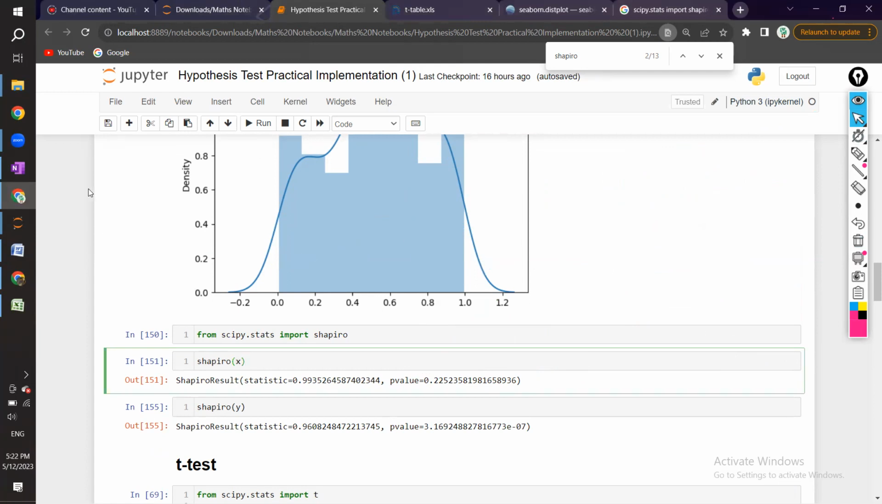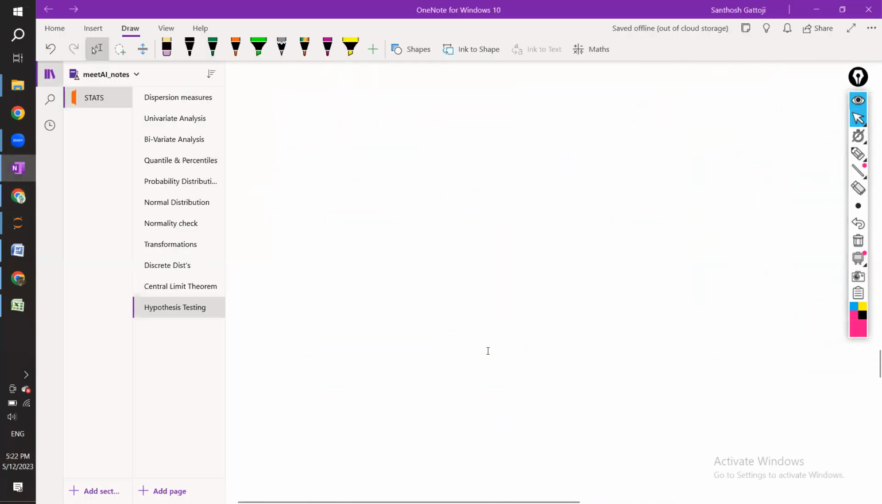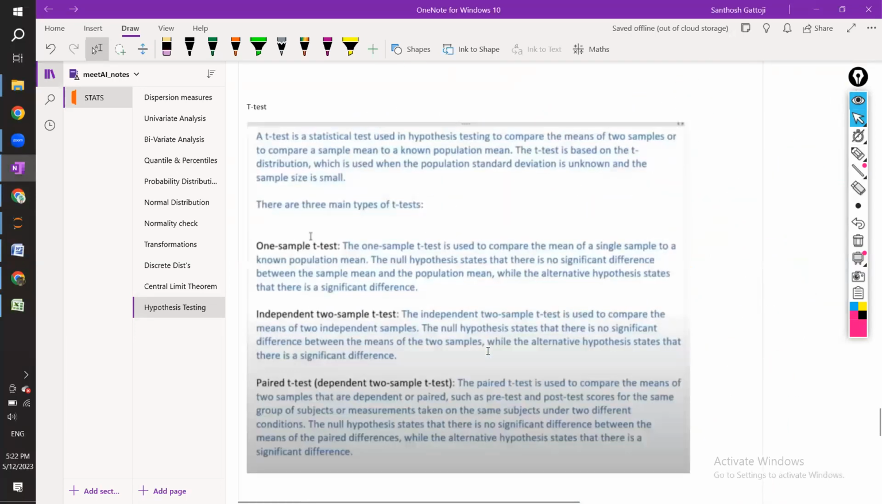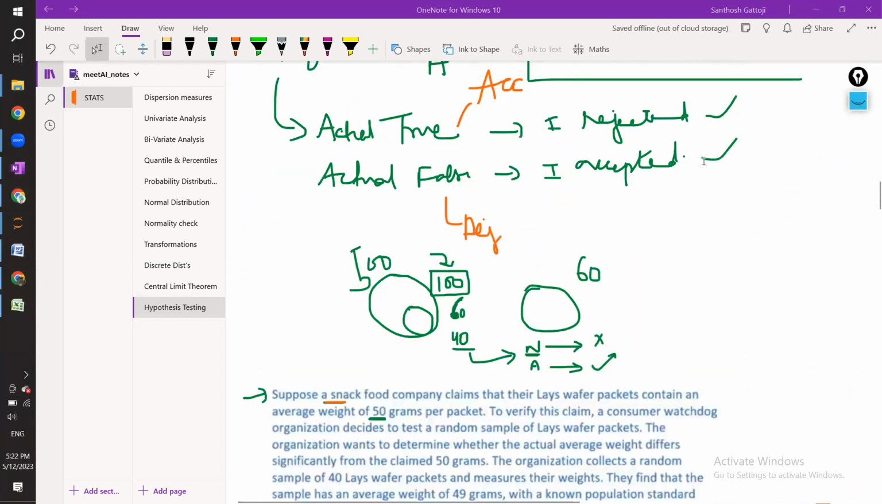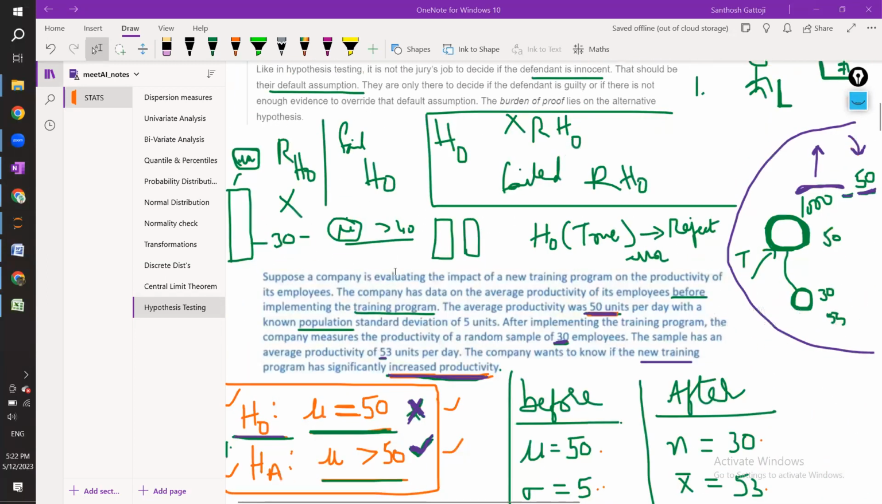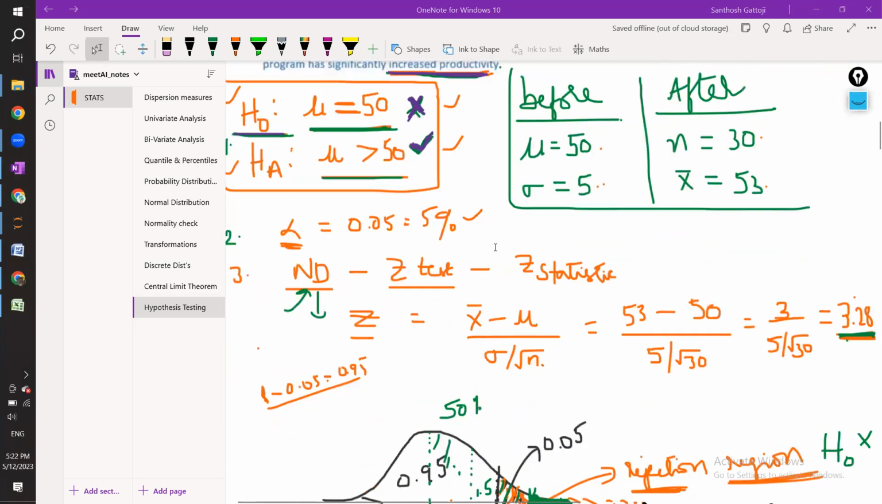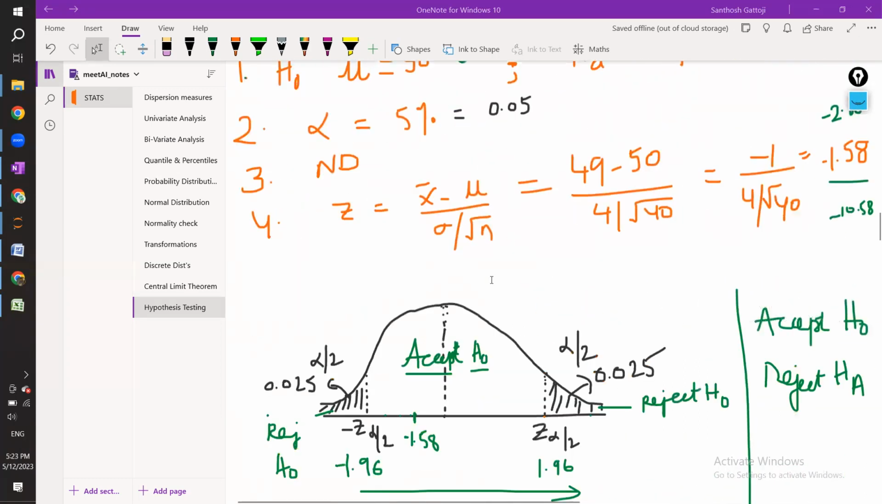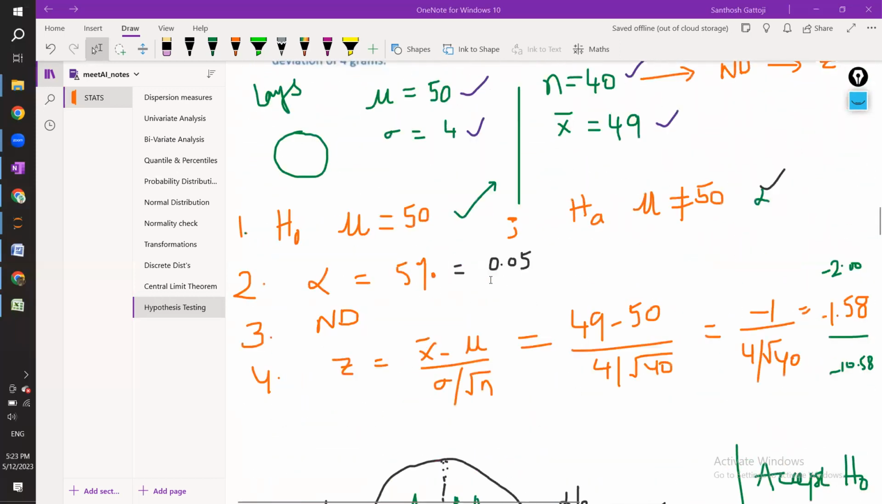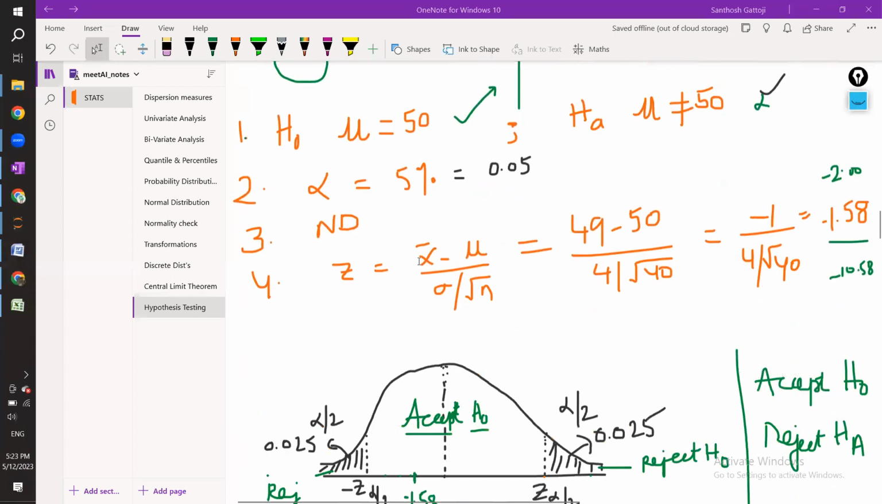Now coming to the next concept, we have something called the t-test. So far in hypothesis testing we have seen the z-test. Even in the company training example, you were using the z statistic, x bar minus mu divided by all this. Even in the wafer example, you were using the z statistic.